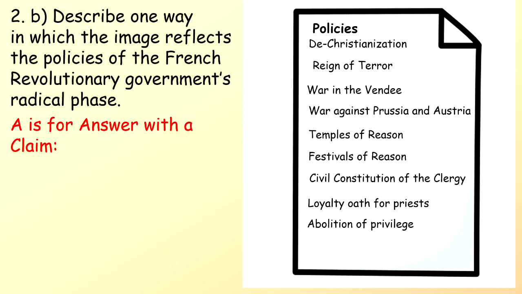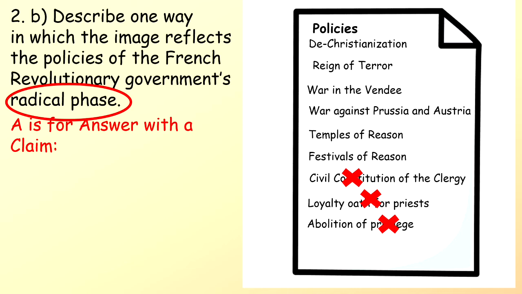Now, we need to trim that list a little bit. We need to look more critically at our prompt and see if we're going outside the lines here. Because keep in mind, we're not just talking about the French Revolutionary government. We're talking about the French Revolutionary government's radical phase. And some of the policies that I listed don't actually belong to that phase. They came before. So we need to scratch some of the things we listed that don't come from the radical phase. Civil constitution of the clergy, loyalty oath for priests, abolition of privilege. All of these came before the radical phase.